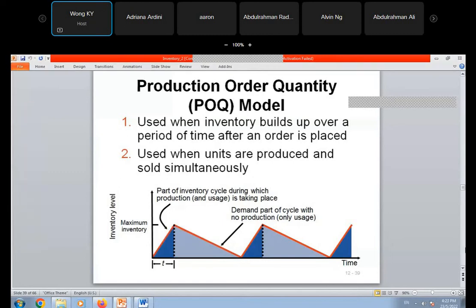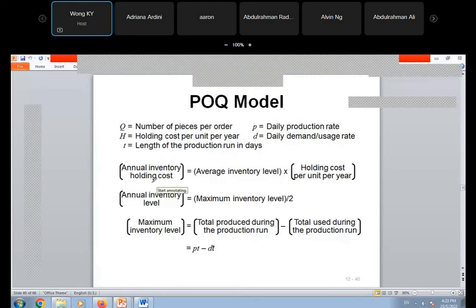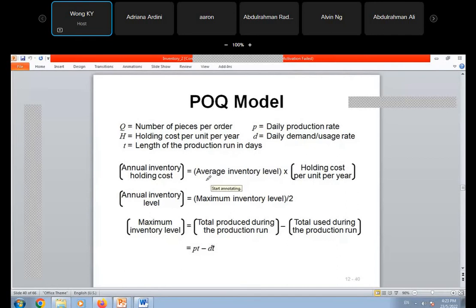So let's look at how we can calculate the cost, which is the holding cost, setup cost, as well as the optimum production order quantity. In EOQ, we calculated the EOQ quantity. In the POQ model, we will calculate the POQ quantity, which is the production order quantity. The first thing is you must know how to calculate the annual inventory cost. The concept is just like the EOQ model, where you use the average inventory level multiplied with the holding cost per unit per year.